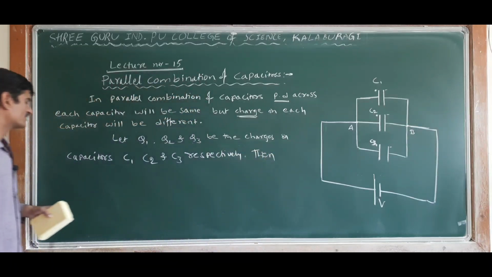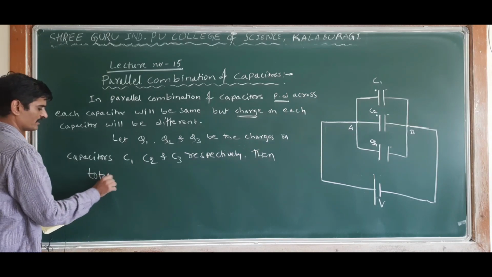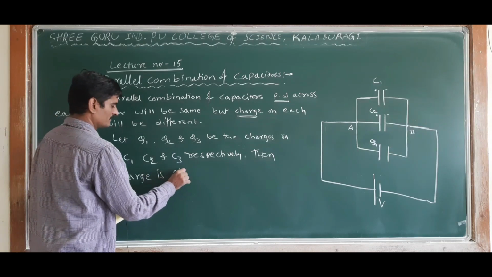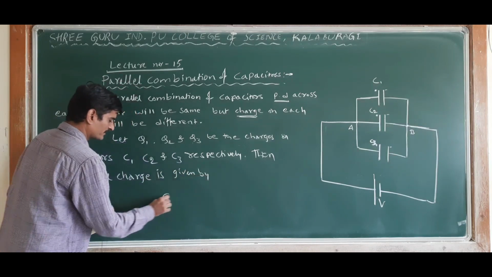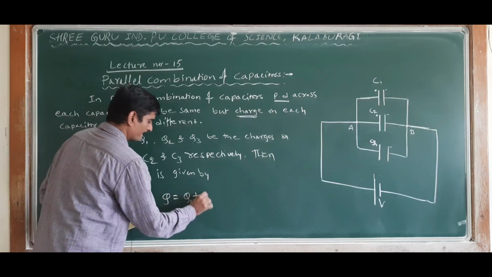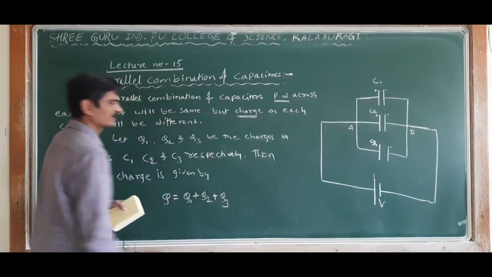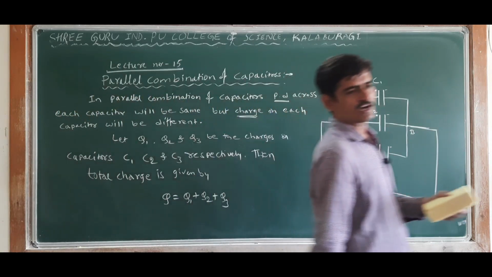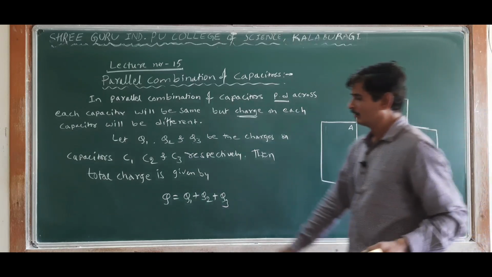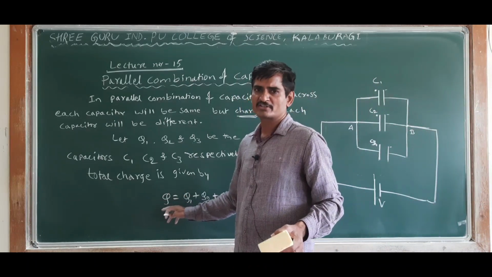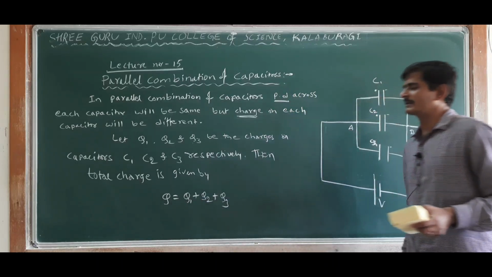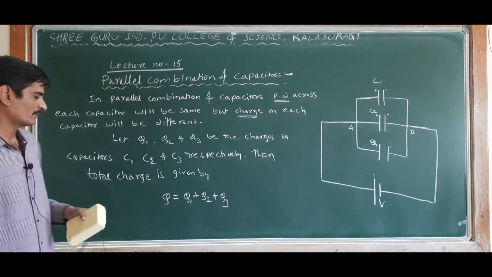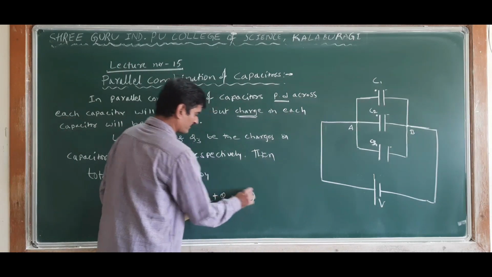Then total charge is given by Q is equal to Q1 plus Q2 plus Q3. That is, the total charge of the combination is equal to the sum of the charges on each capacitor. Total charge of the parallel combination will be equal to the sum of the charges on each capacitor. So that is Q is equal to Q1 plus Q2 plus Q3. Call this equation number 1.